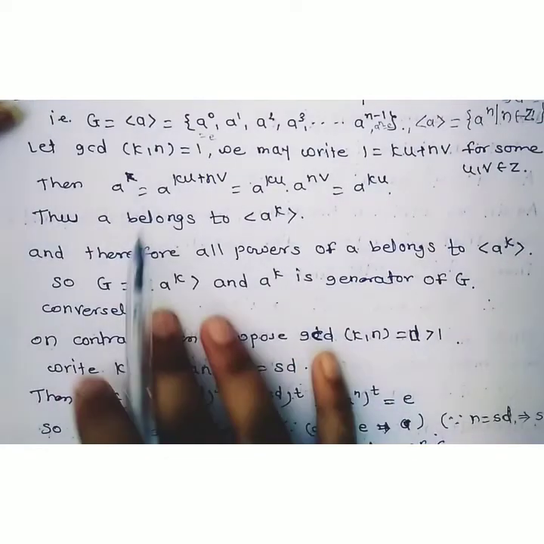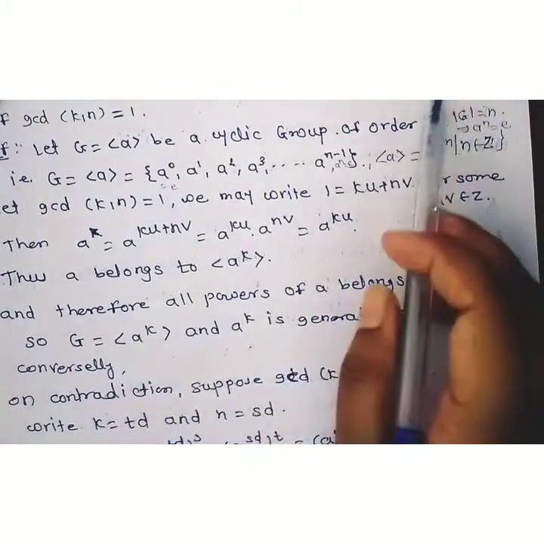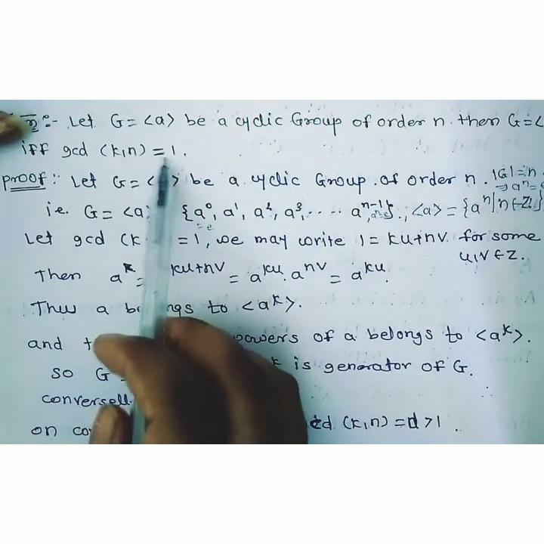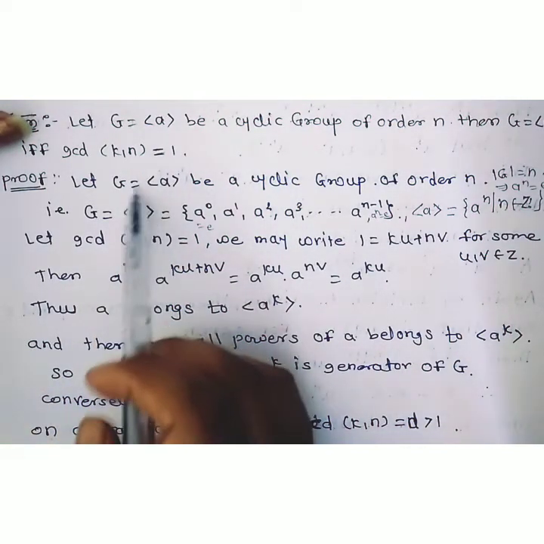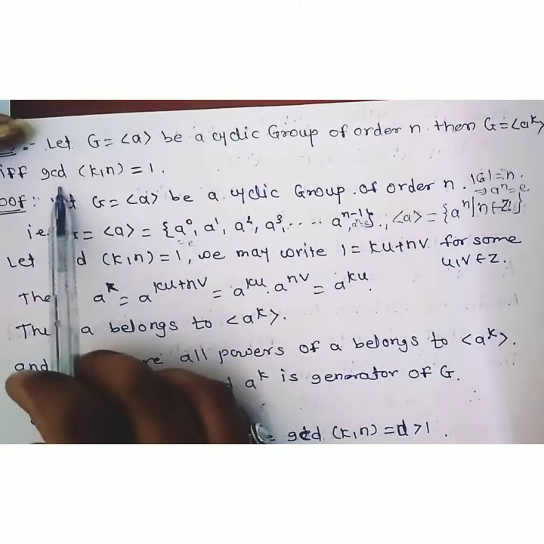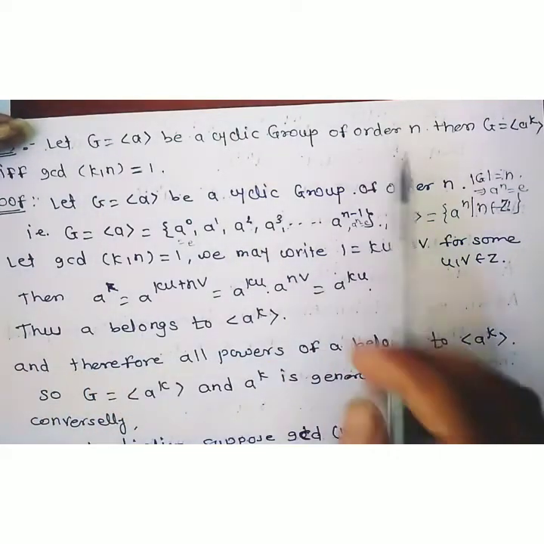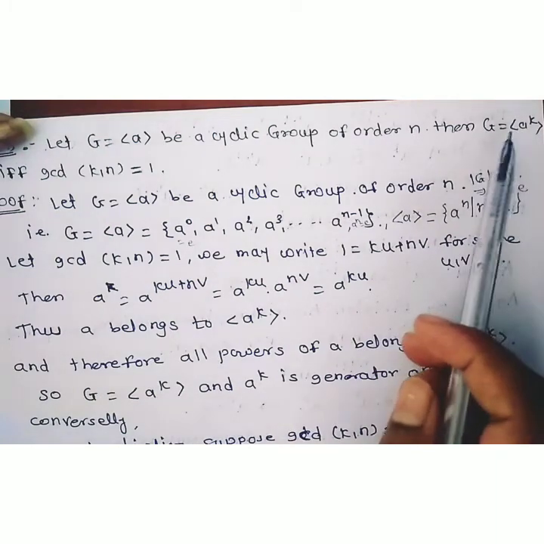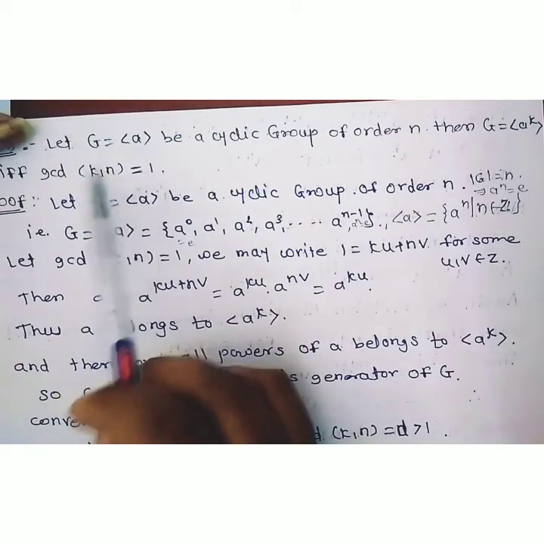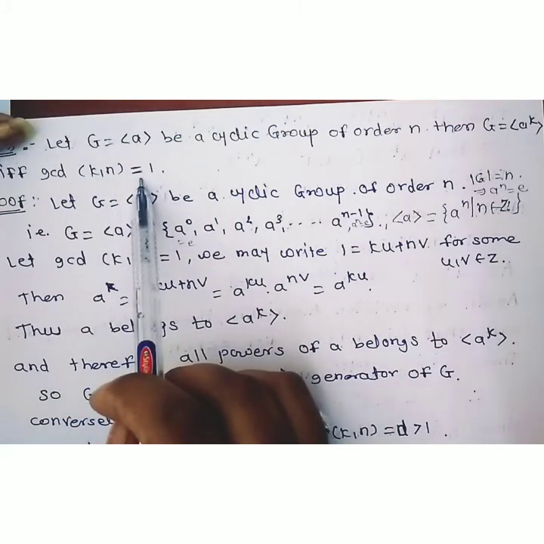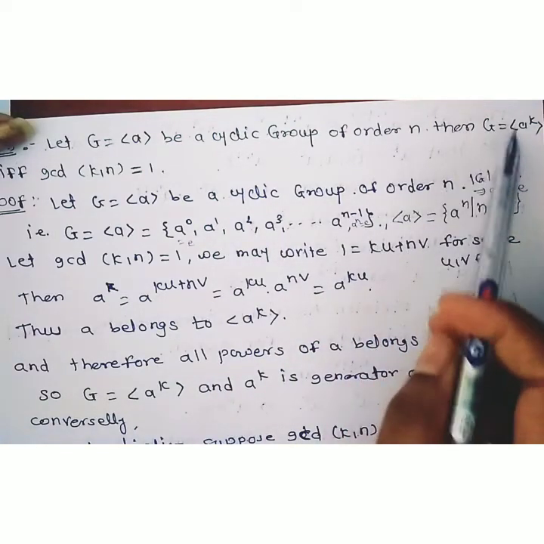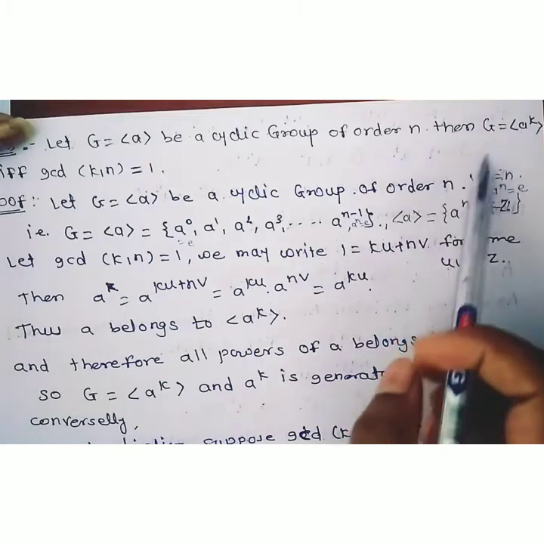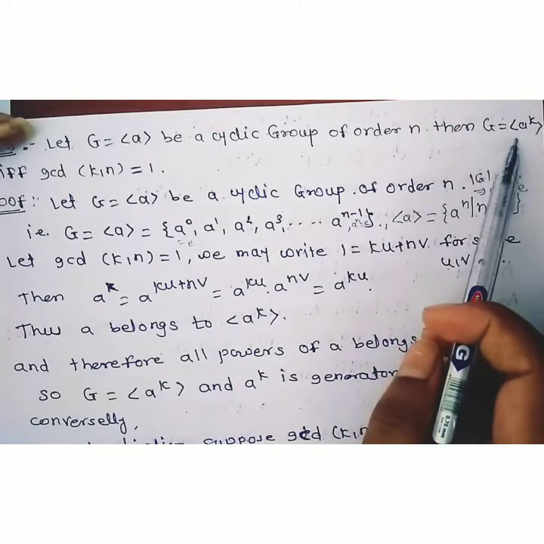Now what do we have to prove? G is equal to the set generated by A to the power k if and only if GCD of k with n is equal to 1. Therefore, we start by considering GCD of k with n is equal to 1. Then we have to prove that G is equal to the set generated by A raised to k. That is, if GCD of k with n is equal to 1, then every element of the group G is generated by that element A to the power k.